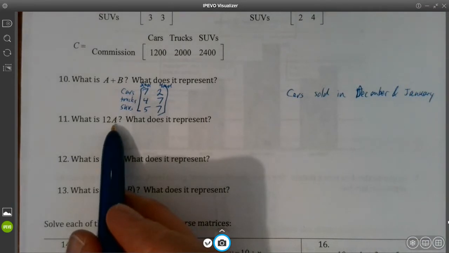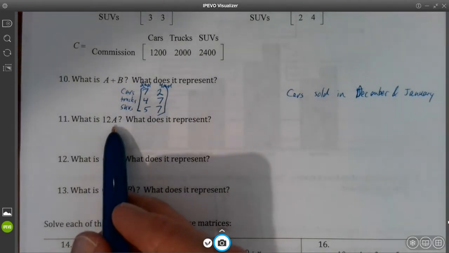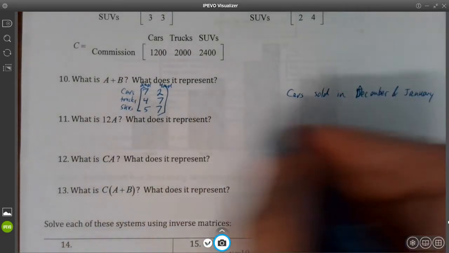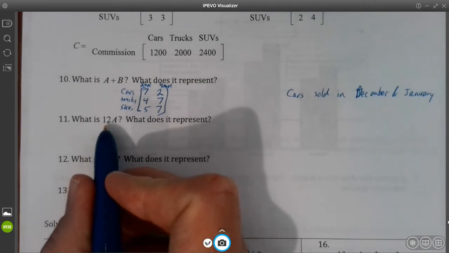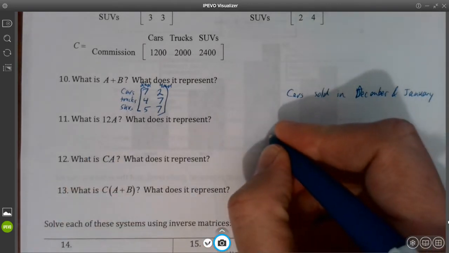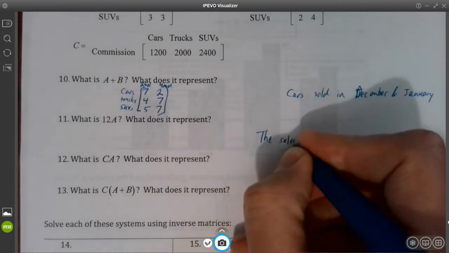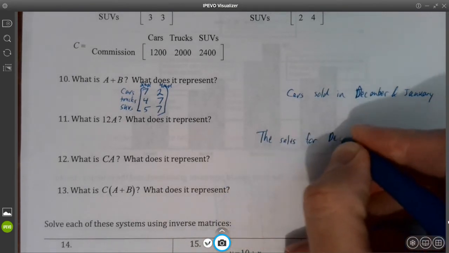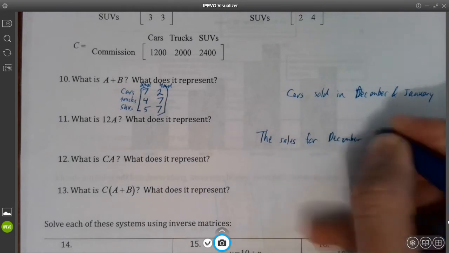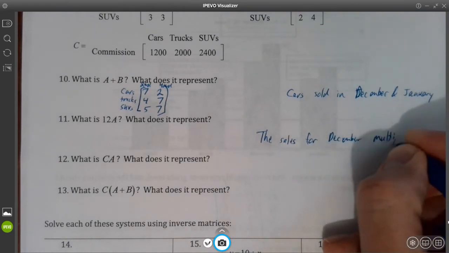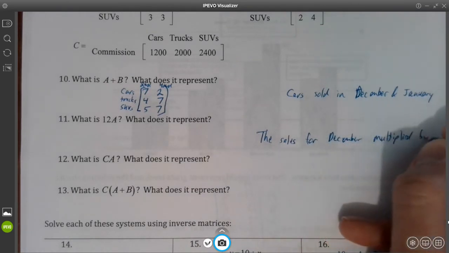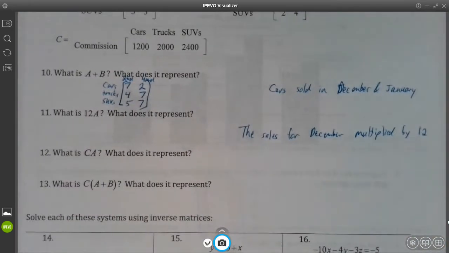12A would be 12 times A, and I can do this one without a calculator as well. But what does it represent? Well, that's different. 12 times the month of December. So this is the sales for December multiplied by 12. Now, the question is, why would you do that?